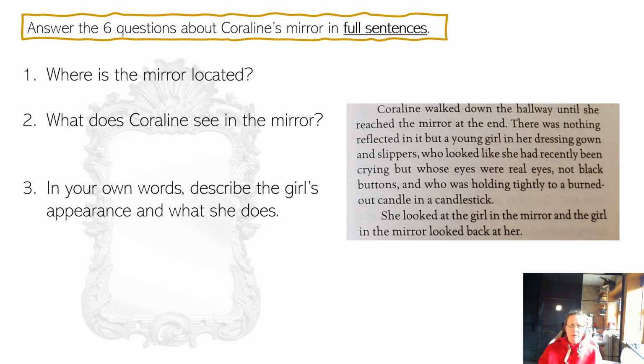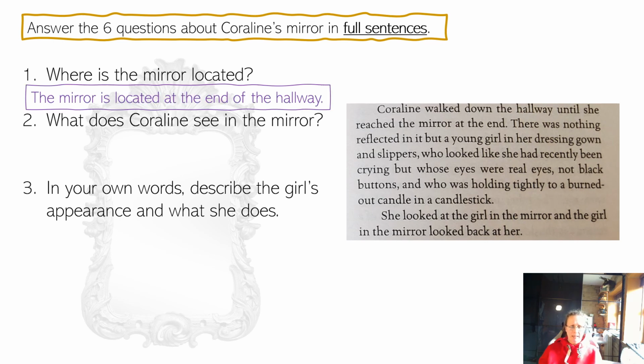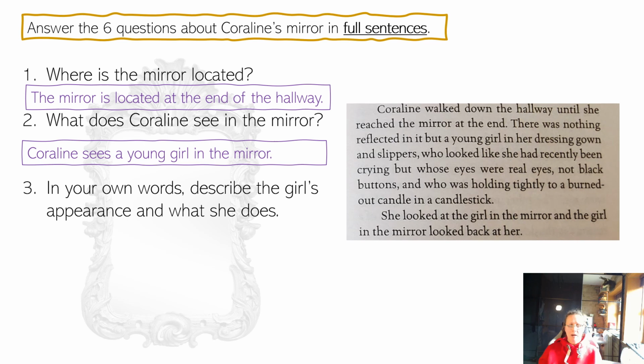So where is the mirror located? Well, if you look at the extract, it was down the hallway and the mirror was at the end. So the mirror is located at the end of the hallway. Full stop and capital letter, make sure we've got. All right, second question was, what does Coraline see in the mirror? Coraline sees a young girl in the mirror. She doesn't see herself. It's a different young girl. You may have got something slightly different to that, as long as you haven't written that she sees herself in the mirror.